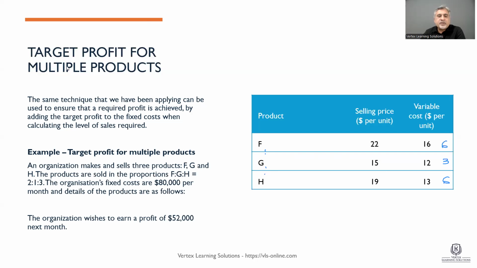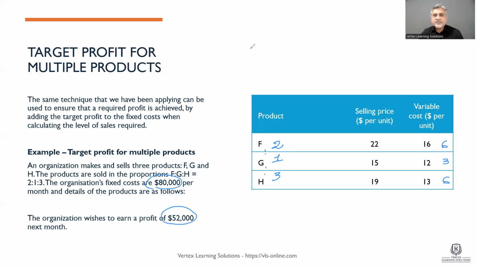So it says that an organization makes and sells three products, F, G, and H. The products are sold in the proportion F, G, and H 2, 1, 3, which means for 2 units of F, 1 unit of G, and 3 units of H. This is going to be a combination, a fixed combination. For every 2 units of F, 1 unit of G will be sold and 3 units of H will be sold. Fixed costs are $80,000. It solves our problem, and you need to make $52,000.